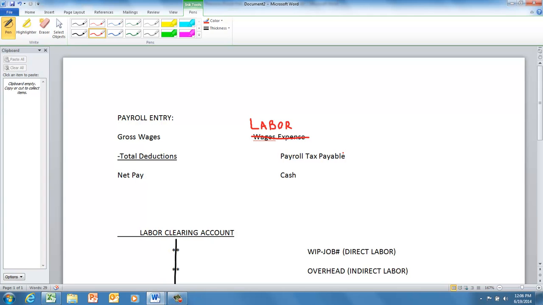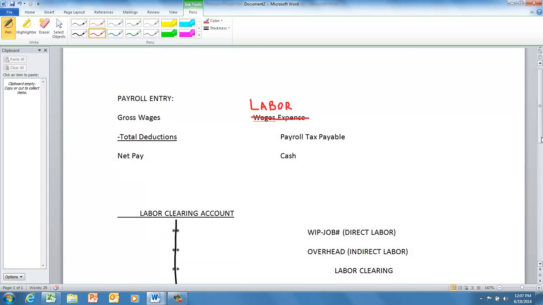Here for this project, we're not worrying about that second entry, although in real life, rather than debiting payroll tax expense, you would debit overhead. All the employer costs would be considered overhead. We would not put those to the job. Now, let's take a look.